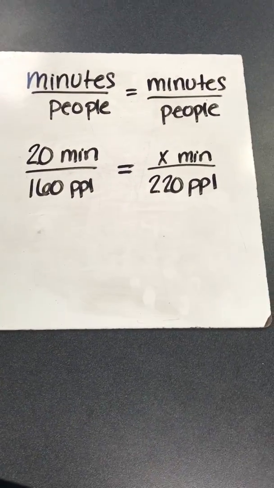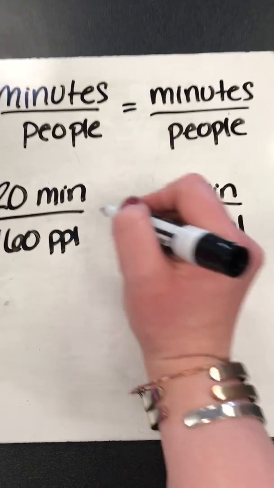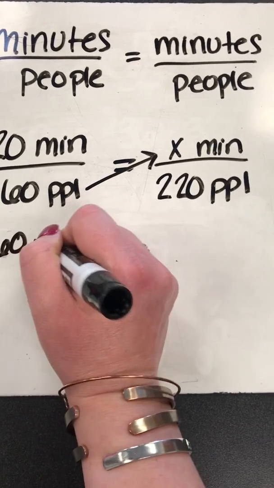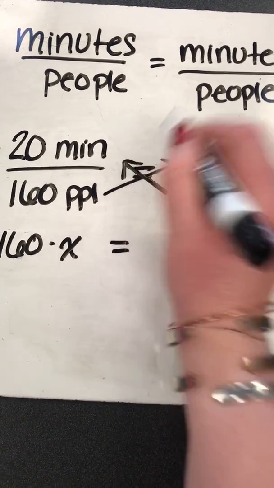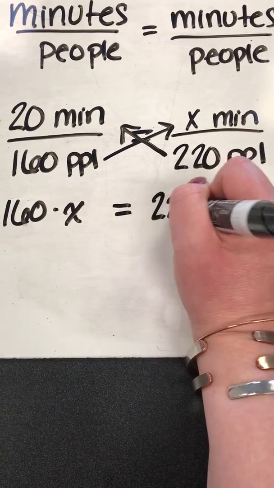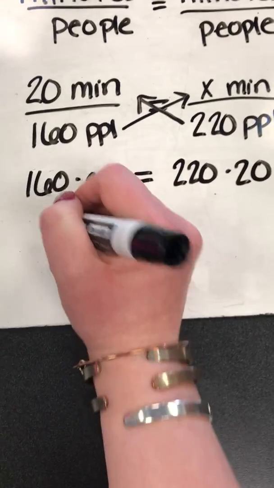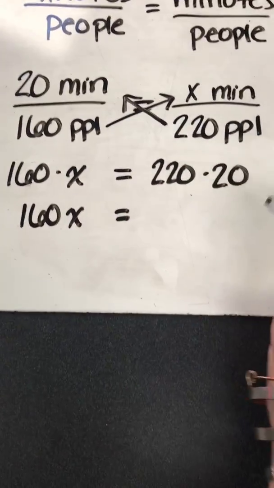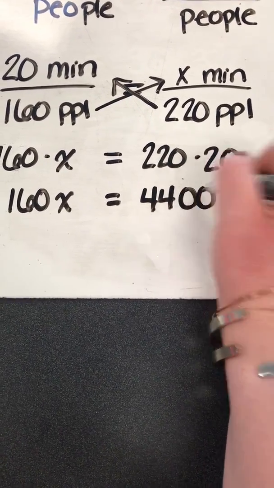Now that we have our proportions set up, we will cross multiply and solve. So we're going to take our denominator times the opposite numerator, then take the second denominator times the first numerator. So 160 times x is 160x, and 220 times 20 is 4,400.